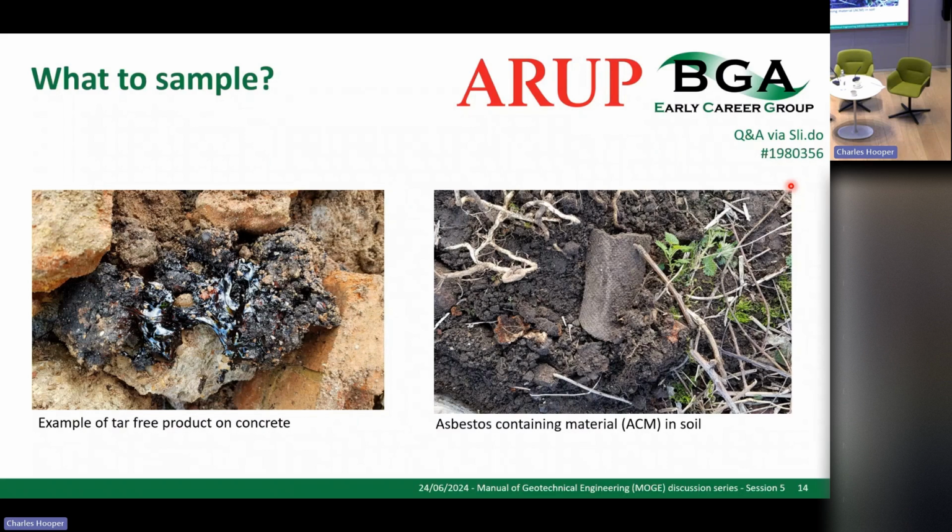On the right, we have our classic ACM, asbestos-containing material. So how would we actually sample this? You could take these as part of your general sampling if you're lucky enough that they fall at your sample depths, but that may not be the best approach. You really need to think about what you are actually going to be using the information for.